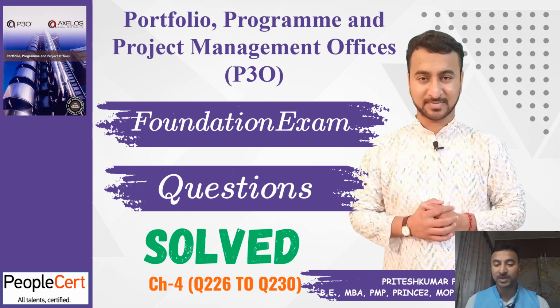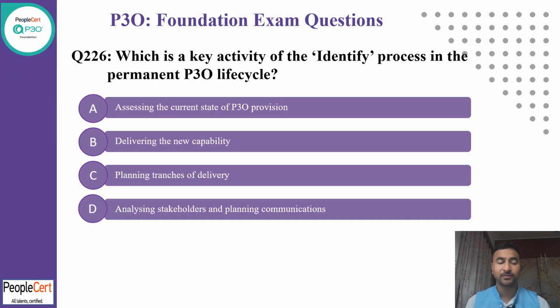Let's quickly jump to the next question and answer for foundation. Question number 226 says, which is the key activity of the identify process in the permanent P3O office? Option A, assessing the current state of the P3O provision. Option B, deliver the new capability. Option C, planning tranches in the delivery. Option D, analyze the stakeholder and plan the communication.